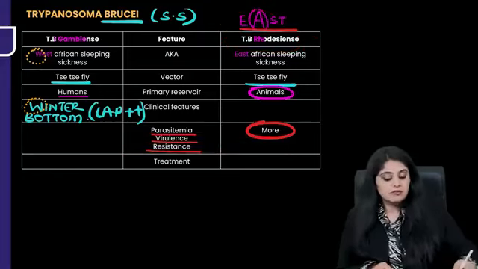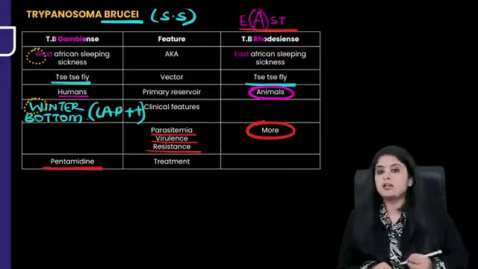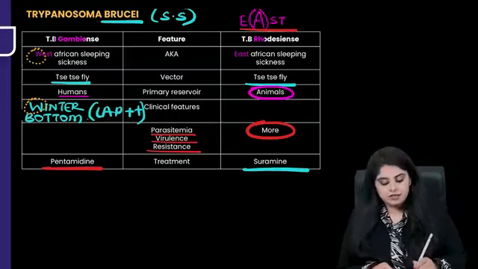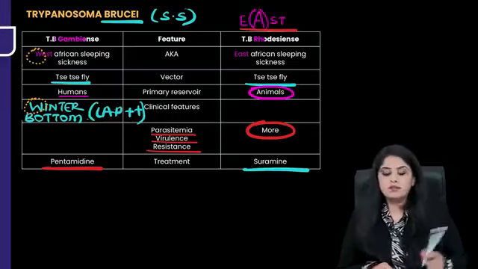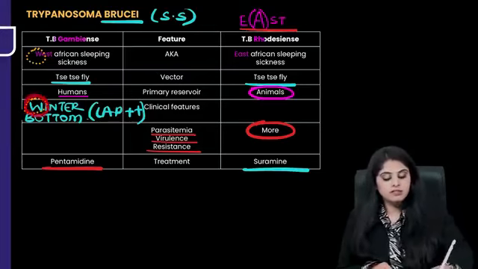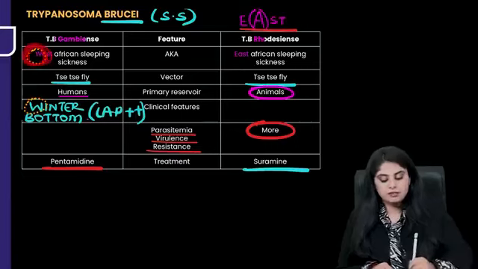That means for treating Gambiense, I can use pentamidine, but for treating Rhodesiense, I will need something called suramin, which will be more effective against East African sleeping sickness. Sorted with this as well. With the treatment in one table, we are done. I hope no other confusion. Most expected question: Winterbottom sign is seen in West African sleeping sickness.